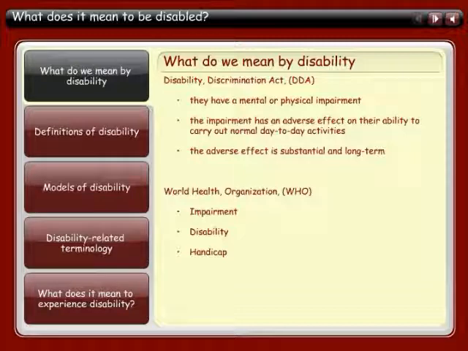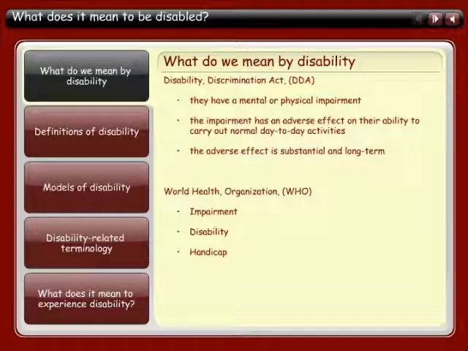The DDA sets out the circumstances under which a person is disabled, and these are as follows. They have a mental or physical impairment. The impairment has an adverse effect on their ability to carry out normal day-to-day activities. The adverse effect is substantial and long-term. This means that it has lasted for 12 months, or is likely to last for more than 12 months, or for the rest of the person's life.